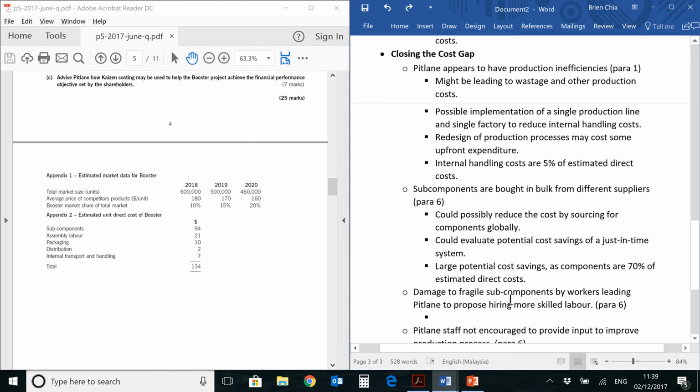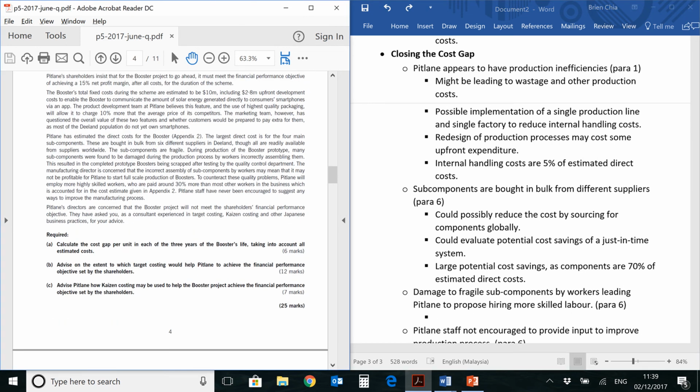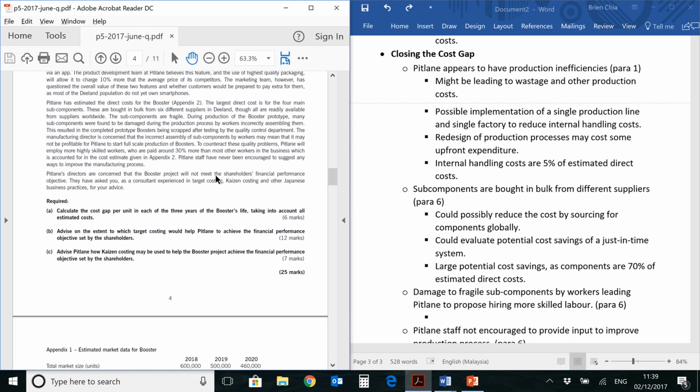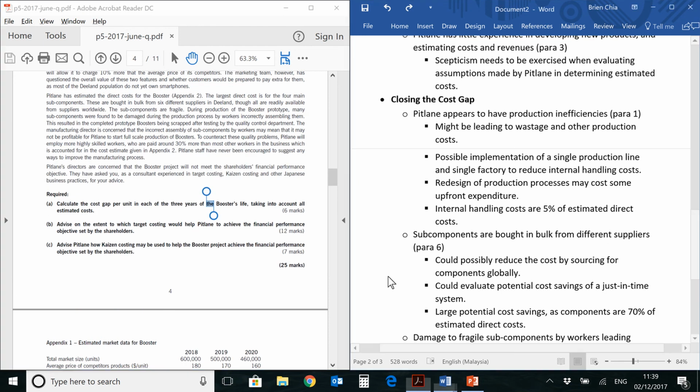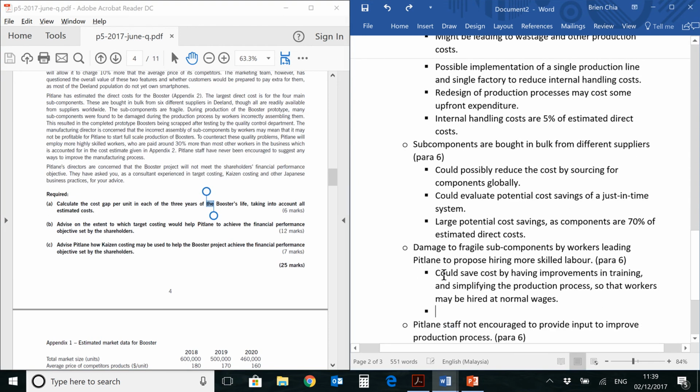Now, damage to fragile subcomponents is stated in the question over here. During production, subcomponents were found to be damaged during the production process, and they propose hiring skilled labor, which is 30% more expensive than other workers in the business. So we are spending unnecessary money. So let's take a look at how we can solve this problem. We could save money on having improvements on our training systems, and we could possibly simplify the production process so that workers may be hired at normal wages. We don't want to pay that extra 30% that we see over here.